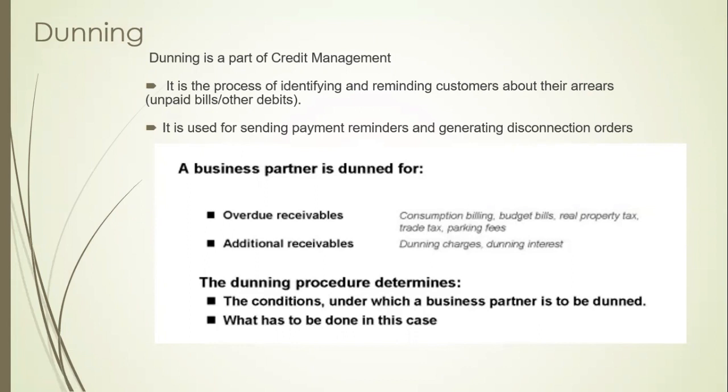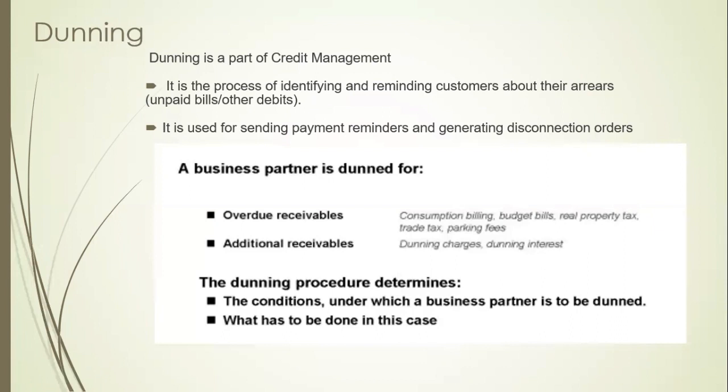Now, to do that dunning, it sends reminders to the customers. Nothing else, it sends the reminder to the customer. And even if that is not possible, finally, it will create a disconnection order. The disconnection order is the final step for a dunning procedure. If we proceed further, it will go to the legal cases and final recovery. So that's how dunning will happen.